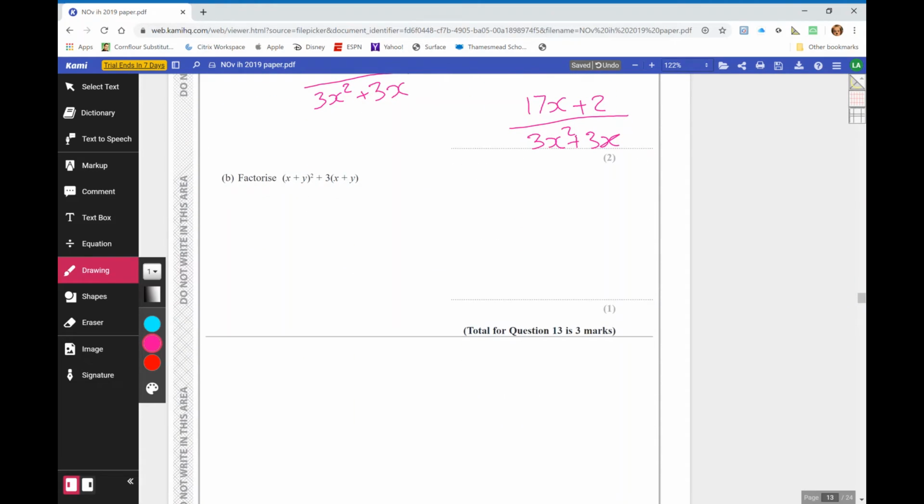Okay, next one. Factorise (x plus y) squared plus 3(x plus y). Now this one is only 1 mark available, and I saw a lot of students trying to expand it all out first. But actually, if you look at these terms separately, this term here has a factor x plus y, and so does this one. So what we can do is take that out of both, divide both terms by x plus y.